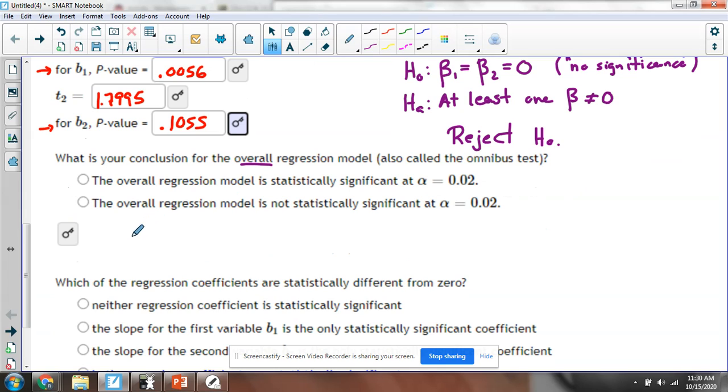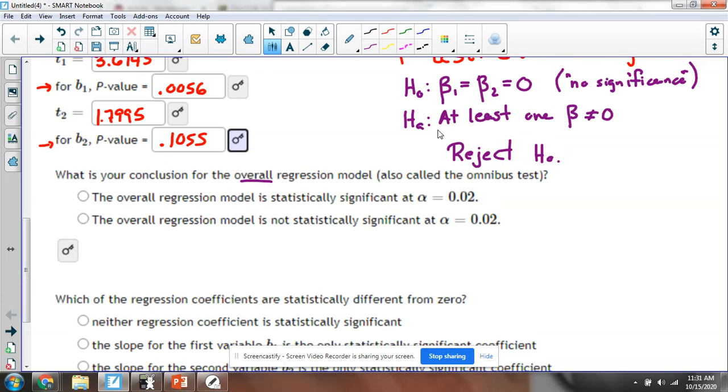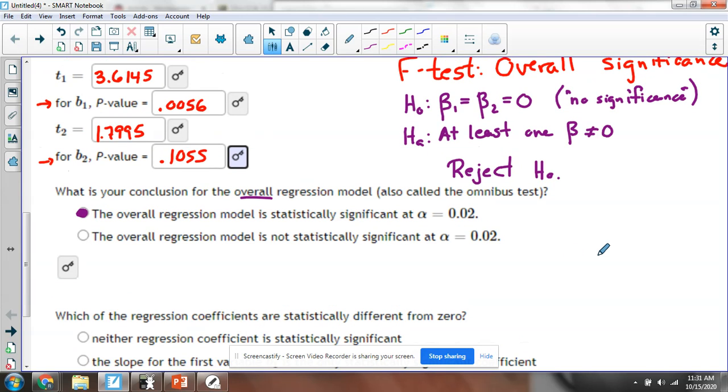So let's write that out. When I write my conclusions out, I would either say there is significant evidence or there is not significant evidence to show, and then state the alternative. There is significant evidence to show at least one beta is not equal to 0, which means there is significant evidence to show that the overall model is statistically significant. That's a tongue twister right there. Statistically significant because our p-value is less than the alpha. Okay, that's the overall calculation.